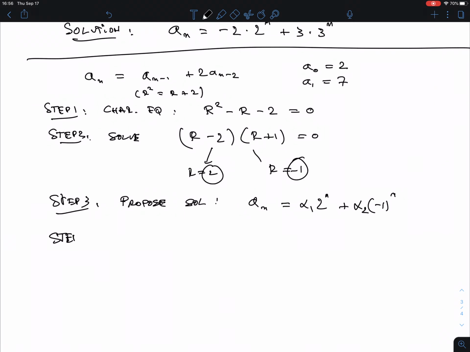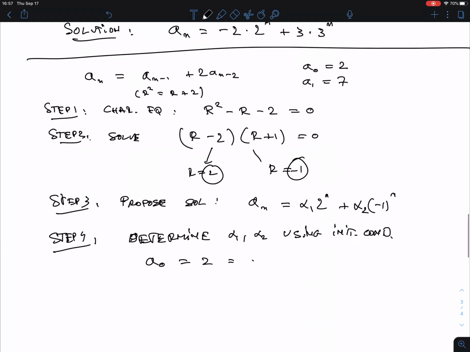Step 4, the initial conditions. Determine alpha 1 and alpha 2 using initial conditions. The first initial condition is A0, which is 2. If I plug this in, I get alpha 1 plus alpha 2, because the powers are 0. And A1 is equal to 7, so this is 2 times alpha 1, and with the 1 here I get minus alpha 2.